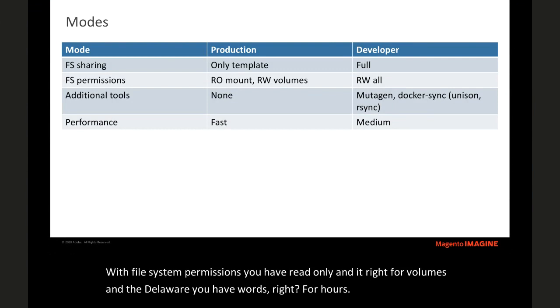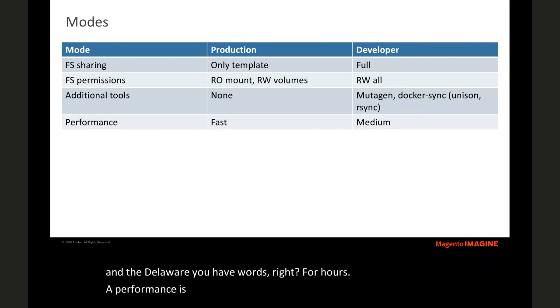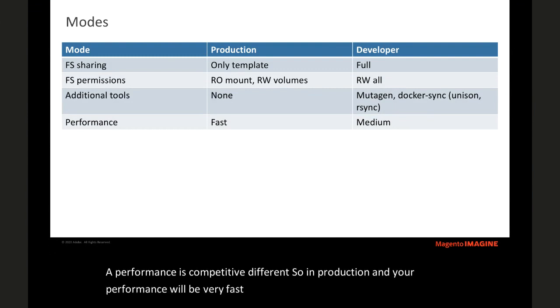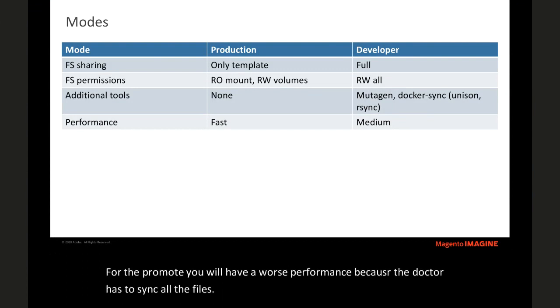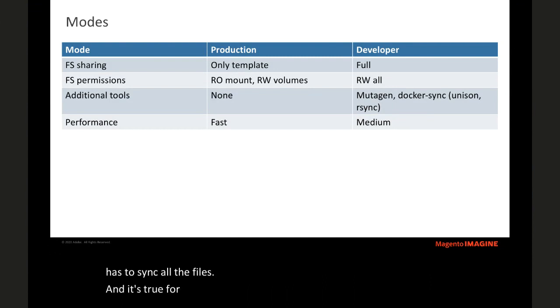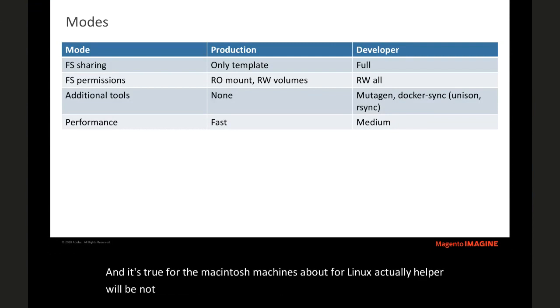Performance is comparatively different. In production, your performance will be very fast, and we really recommend it for your continuous integration pipelines. For developer mode, you will have worse performance because Docker has to sync a lot of files. And it's true for Macintosh machines, but for Linux, developer will be only slightly less performant than production because Linux is native.